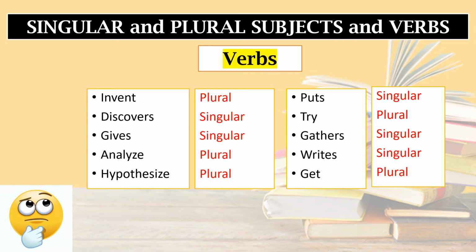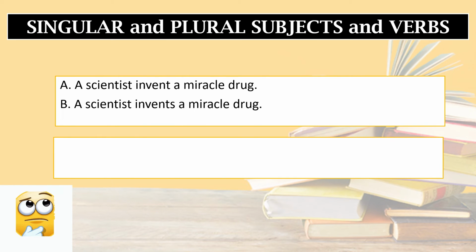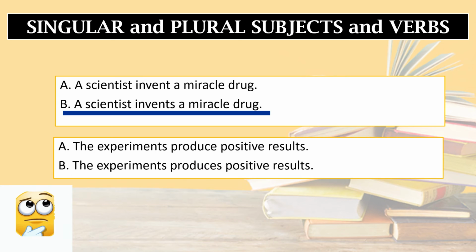Congratulations! Praise yourself for such a good performance. Now let us try to look at these sentences. Which do you think is correct? A. A scientist invent a miracle drug. Or B. A scientist invents a miracle drug. Scientist, which is a singular subject, should take the singular verb invents. Hence, the answer is letter B.